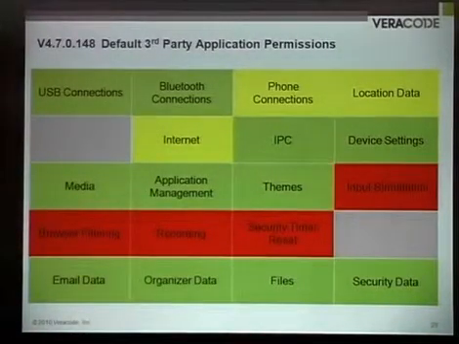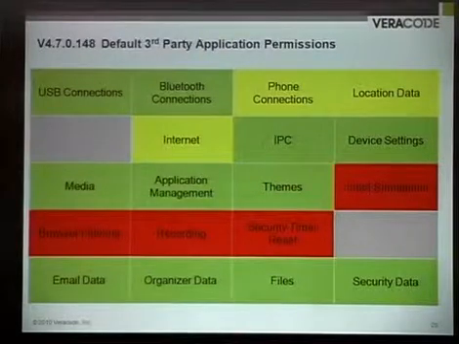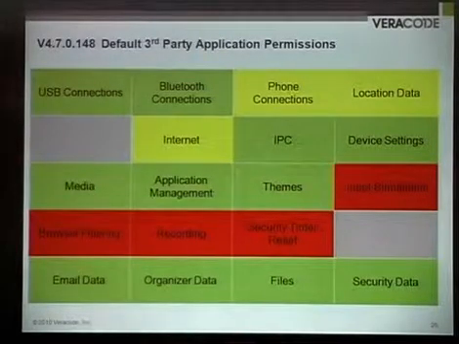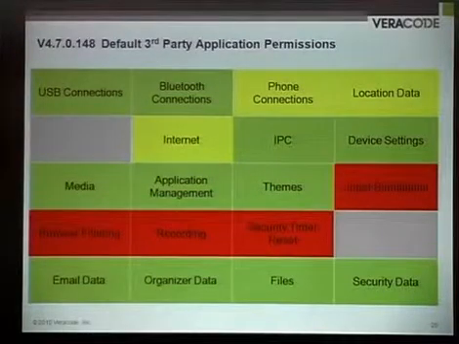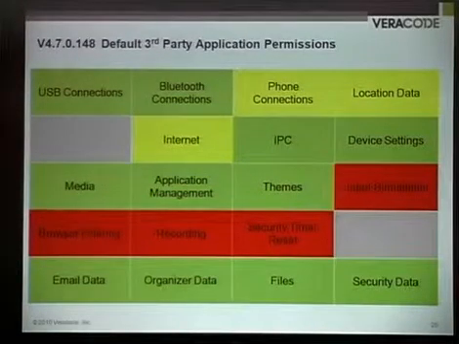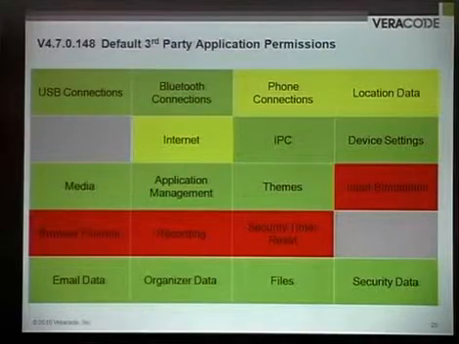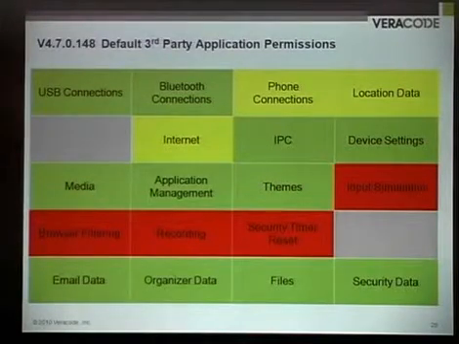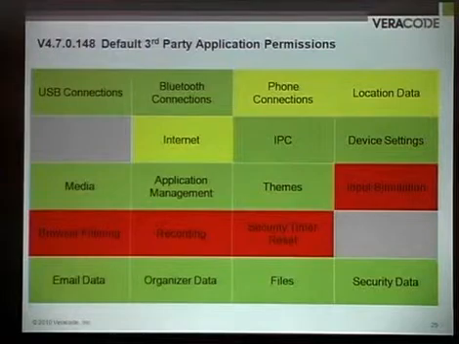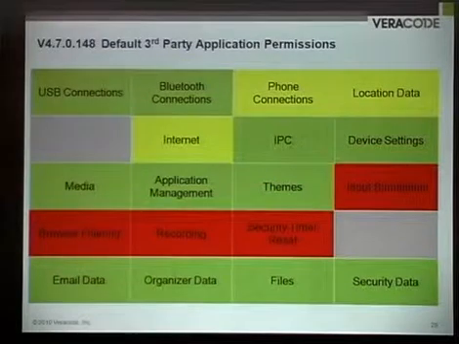So this is a 4.7 chart I made for policy application permissions, default third-party policy application permissions. Green indicates that the permission is allowed by default. So when I install a third-party application, all the green things I can access with that third-party application. The yellow things are going to prompt, and the red things are going to be inaccessible to me. The bottom row there is the important row. Email data, organizer data, files. You can access a lot of the content on the phone by default without getting a trusted access permission.